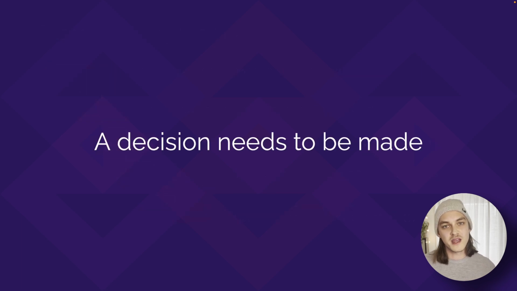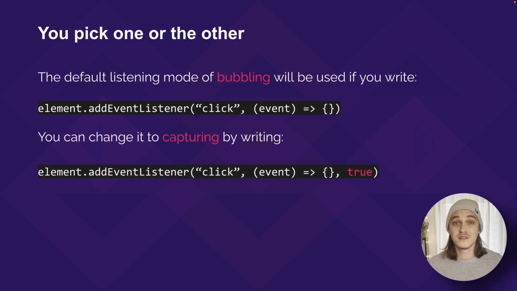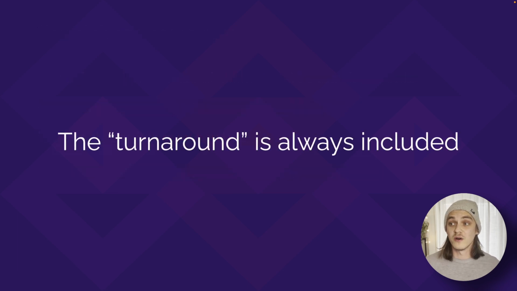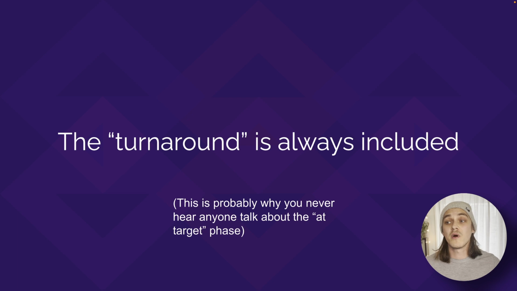Well, a decision needs to be made every single time you attach an event listener function to an element. By default, the so-called listening mode of bubbling will be used if you write what we just did. This means that the attached function will be invoked during the bubbling or the walking out phase. This is by far the most common, and I've never done anything else personally. But you can change it to capturing or walking in by writing a third parameter to the add event listener function, representing whether or not you want to use capture. And worth noting is that the turnaround is always included, and this is probably why you never hear anyone talk about this phase at all.